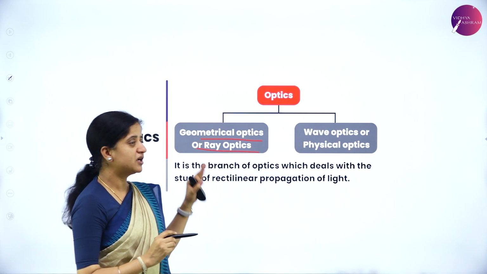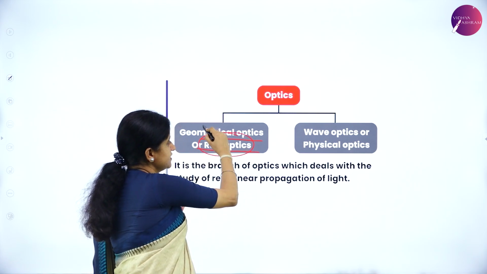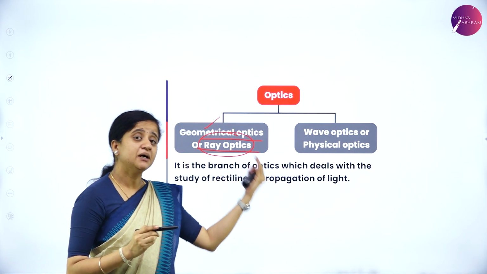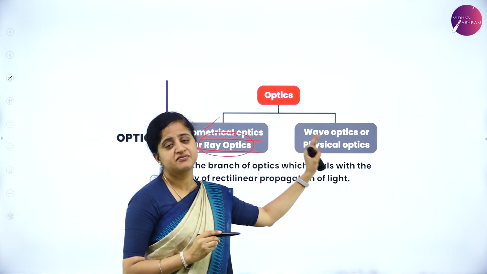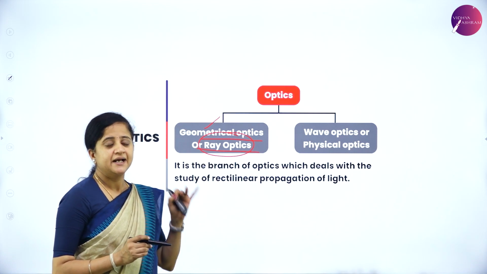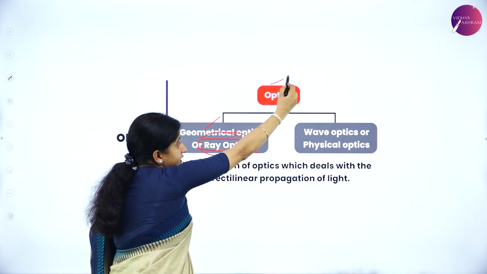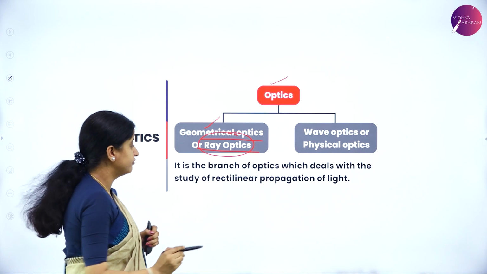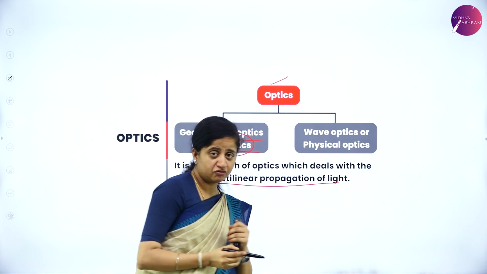So in this chapter we are going to understand about the ray optics, which means the geometrical optics. In the upcoming chapter we are going to understand the physical optics or wave optics. So what is a ray optics? It is a branch of optics that deals with the study of rectilinear propagation of light.